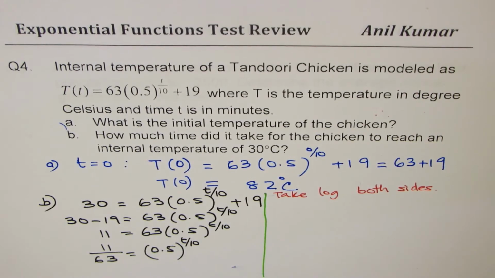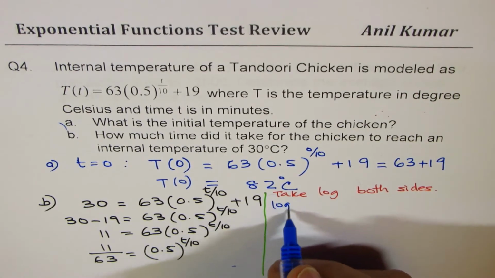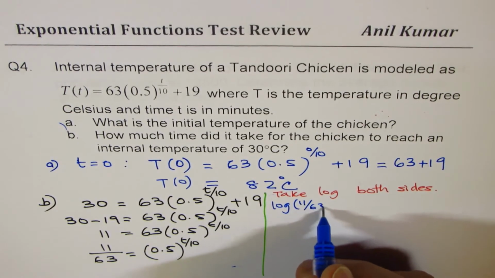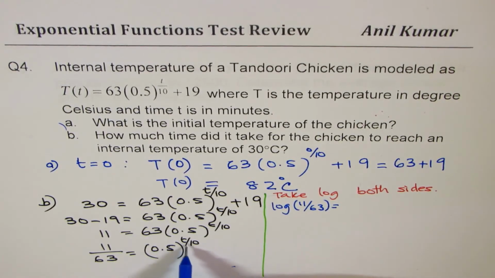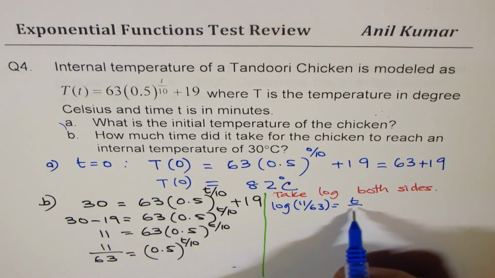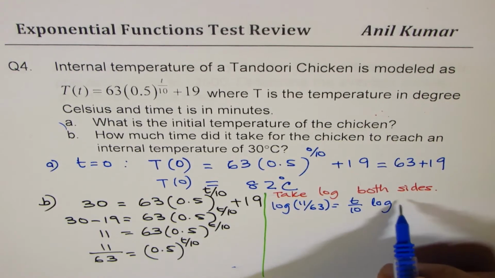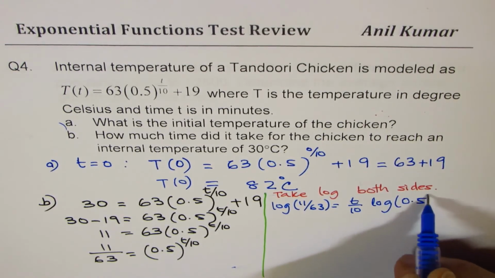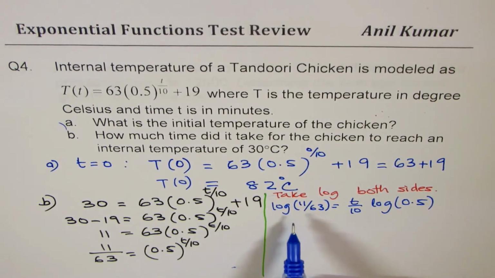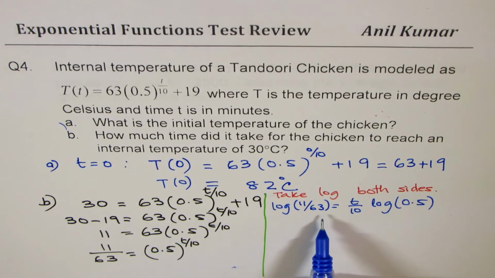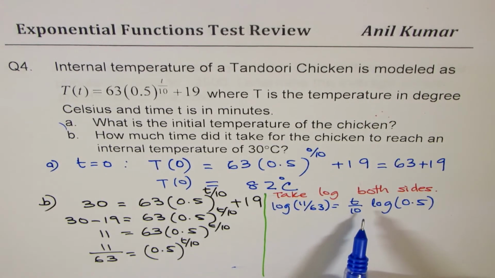So if you take log on both sides, you get log of 11 over 63 equals, using properties of log, this exponent could be written as t over 10 log of 0.5. Do you see that? So that is the property of log. Now I know some of you have not learned this, but these are critical steps to learn now.